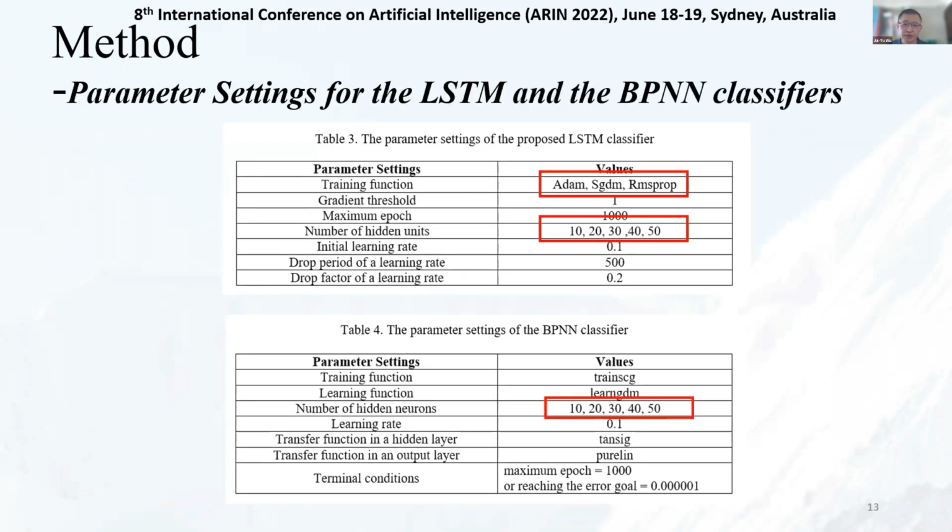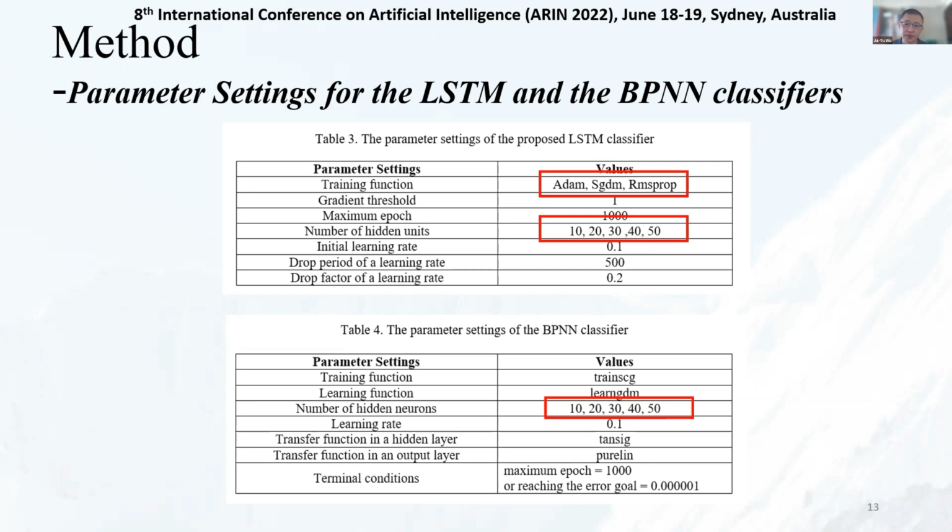Table 3 lists the parameter settings for the LSTM classifier. We can see that the LSTM classifier uses 3 training functions. They are ADAM, SGDM, and RMS. The number of hidden layers. The number of hidden units used in this study for the LSTM is 10, 20, 30, 40, and 50.